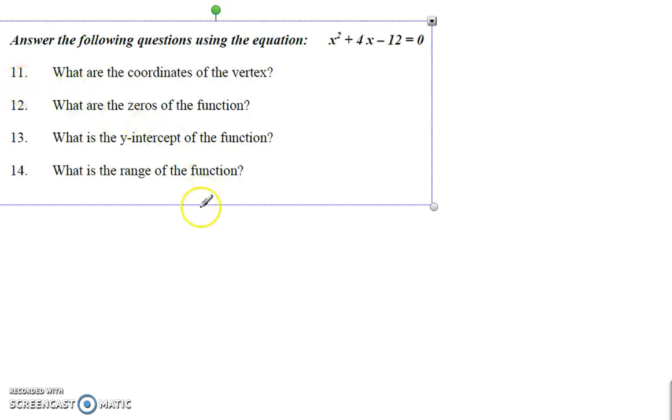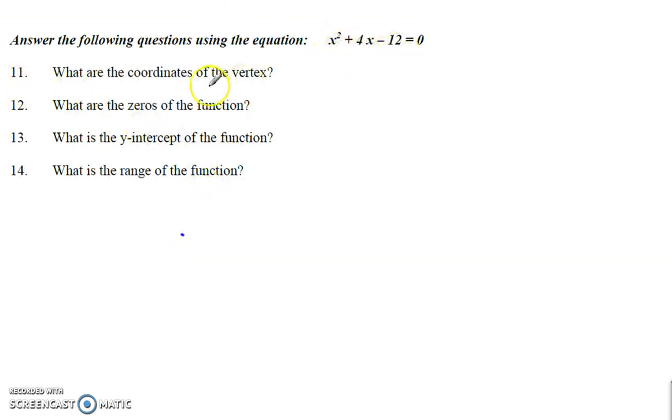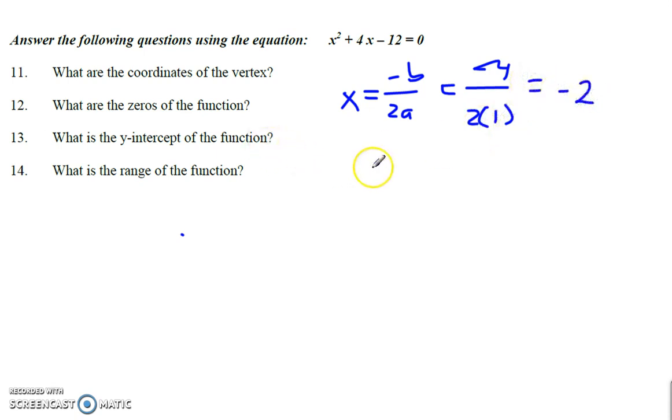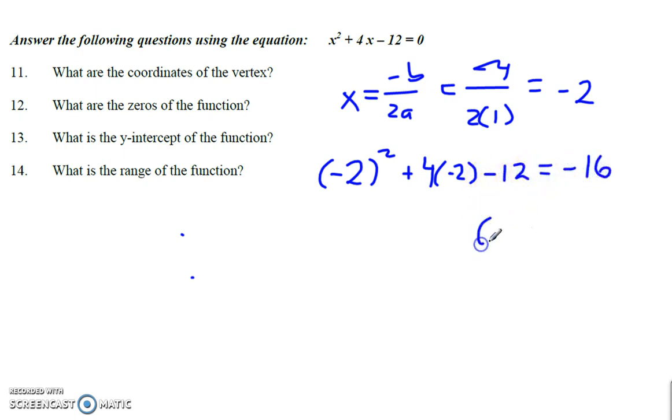All right. Here we have a trinomial. We want to know what are the coordinates of the vertex. First thing we have to do is find the axis of symmetry. X equals negative b over 2a. Well, b is 4, so negative 4 over 2 times 1. And that comes out to be negative 2. That's the x value. Now we put negative 2 in for it. So plug that in here, and that gives us negative 16. So our vertex is negative 2 and negative 16. We're going to need this a little bit later on.